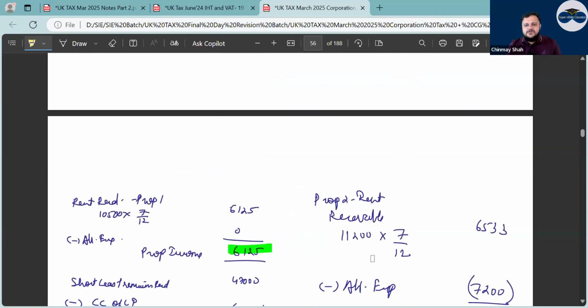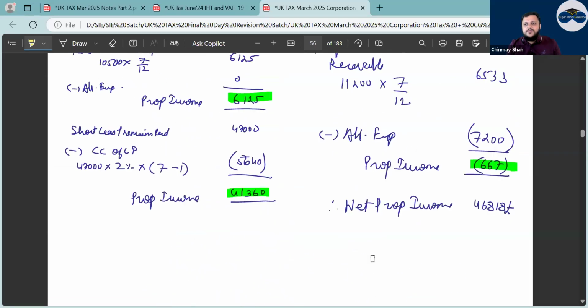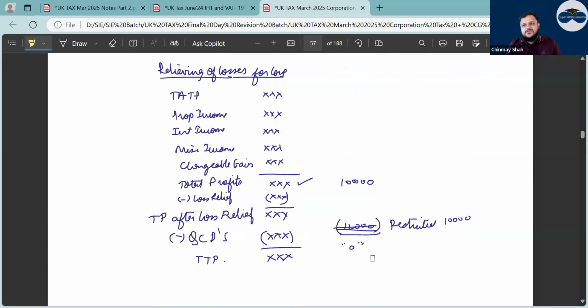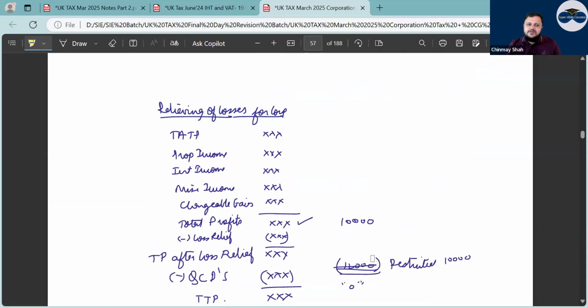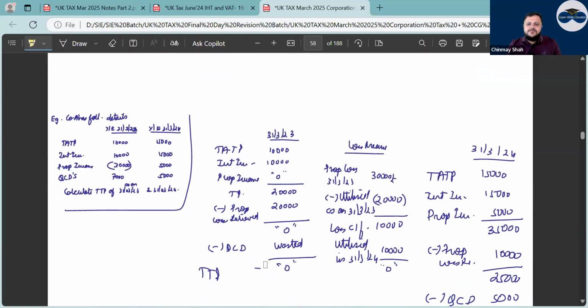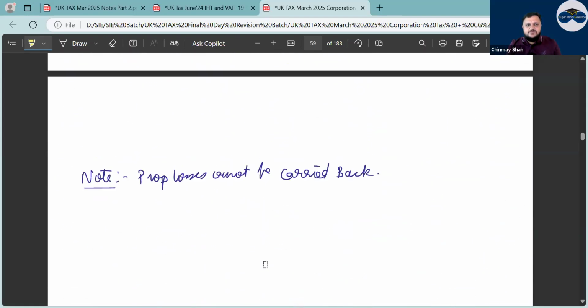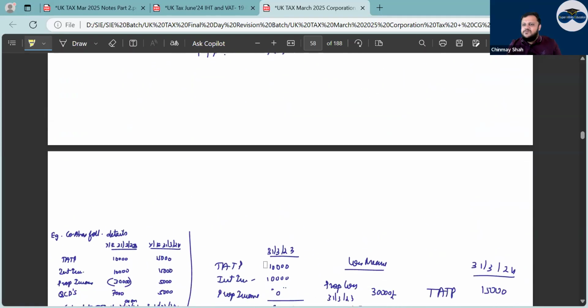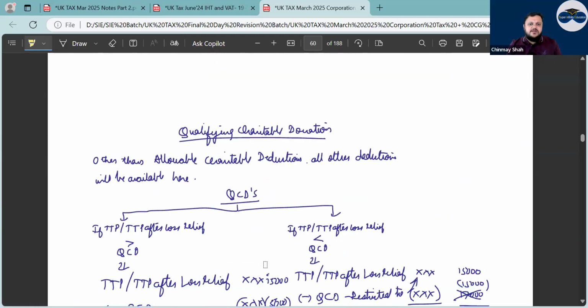Now we go into losses of companies, correct? Now property income losses also, can they be used against the TP, right? Yes. Relieving losses: you have up to total profit, then you have loss relief, you deduct loss relief from total profits. After that you do what? QCDs, and you get TTP. On that TTP you calculate tax. Property losses cannot be carried back, property losses can only be carried forward.